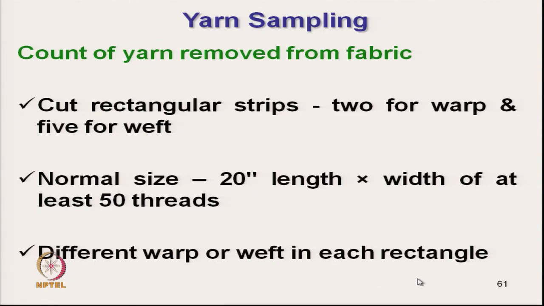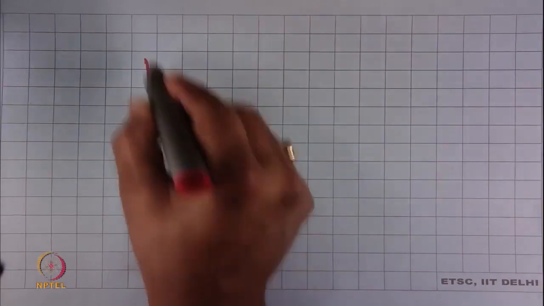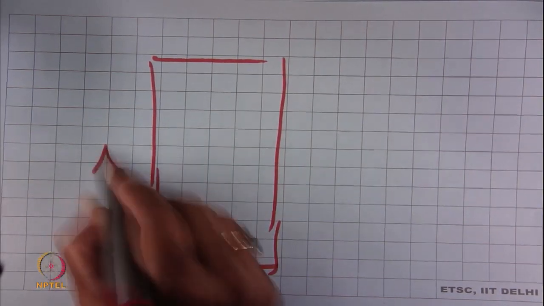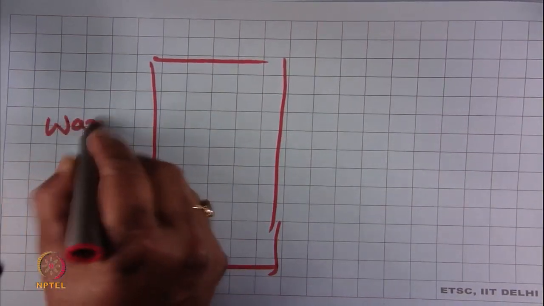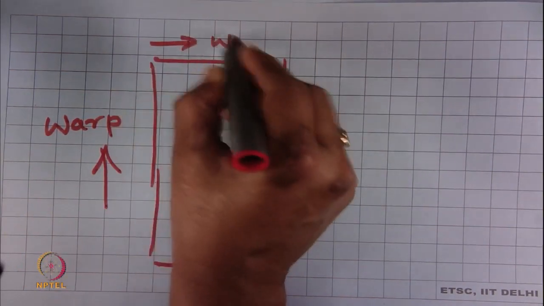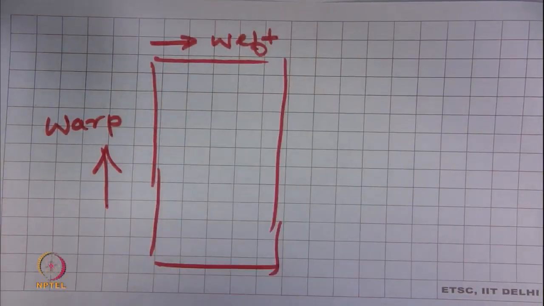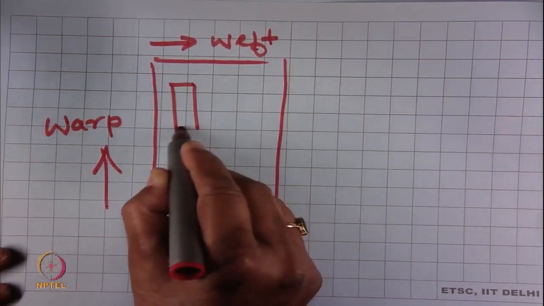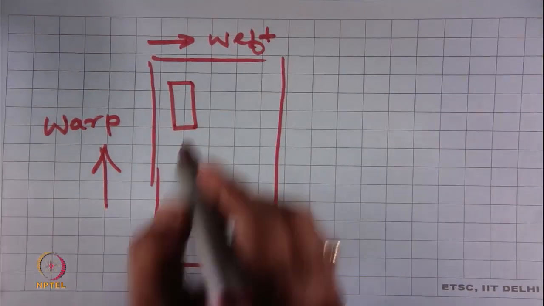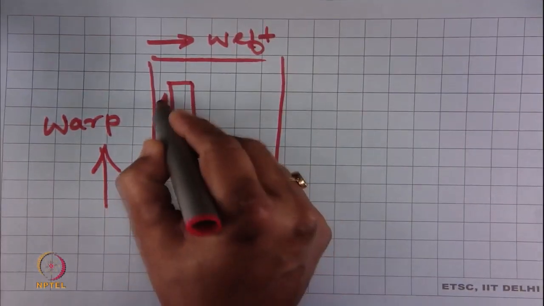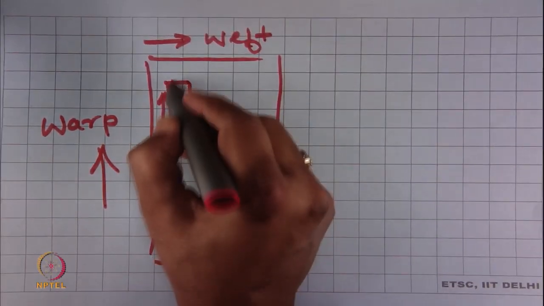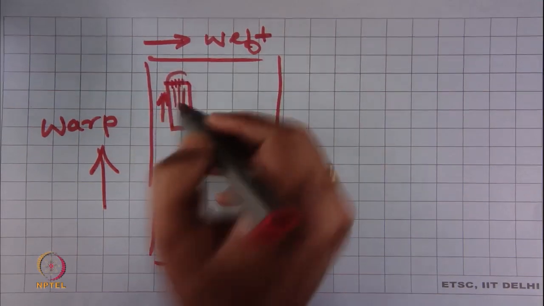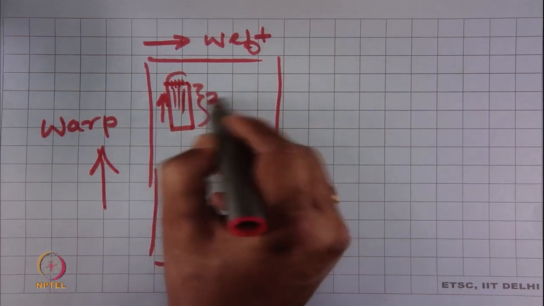Now, let us see, suppose this is a fabric. This is the warp, and this one is the weft direction. Now, the way we have to select: this is for the warp direction length we want to select. The minimum width will be such that at least 50 threads are there. In this way we have to cut, this is the length, it is 20 inches.